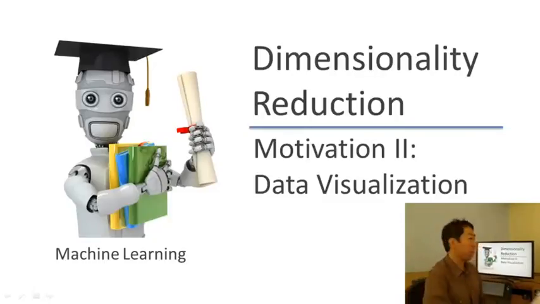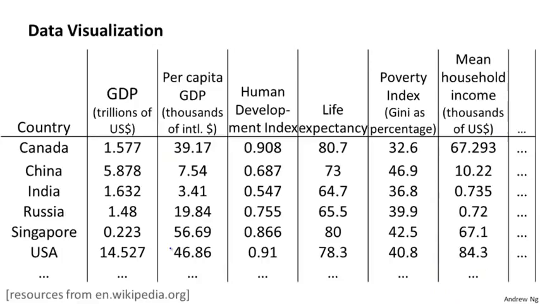Let's start with an example. Let's say we've collected a large data set of many statistics and facts about different countries around the world. So maybe the first feature X1 is the country's GDP, or the gross domestic product. X2 is the per capita, meaning the per person GDP. X3, human development index, life expectancy. X5, X6, and so on. And we may have a huge data set like this with, maybe 50 features for every country, and we may have a huge set of countries.